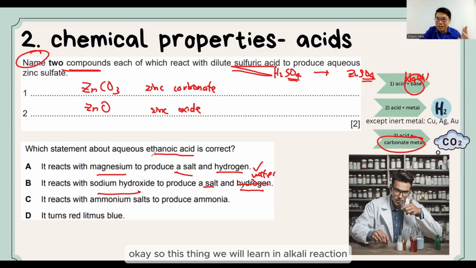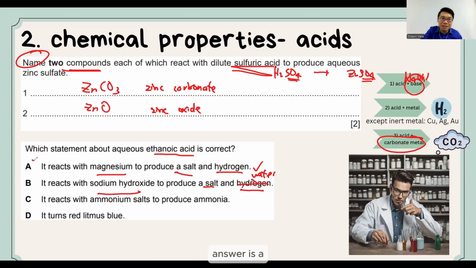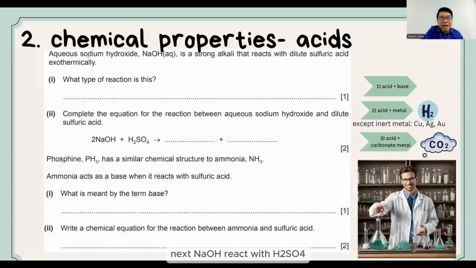Okay, so this thing we will learn later, it's the alkali reaction. And then it turns litmus paper blue. We will learn the indicators later; acid will turn it red. Answer is A. Next, NaOH reacts with H2SO4.